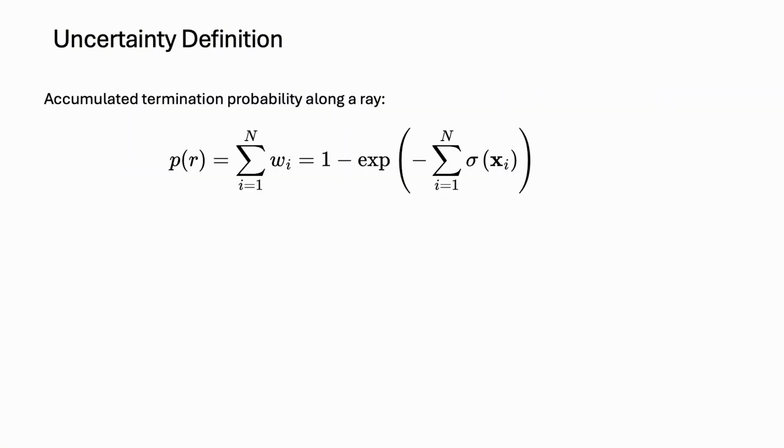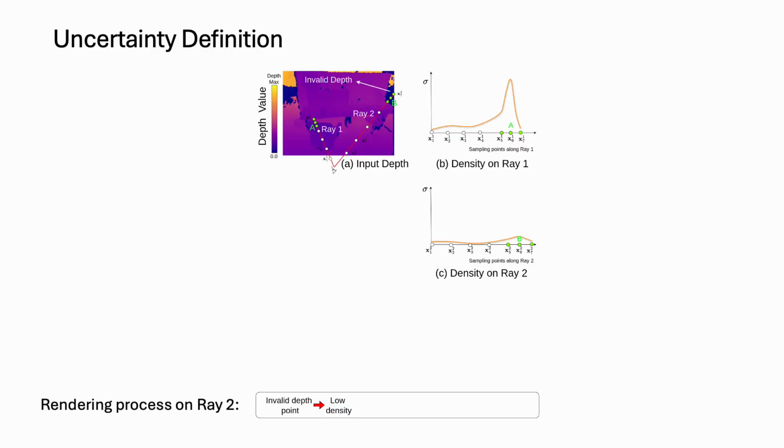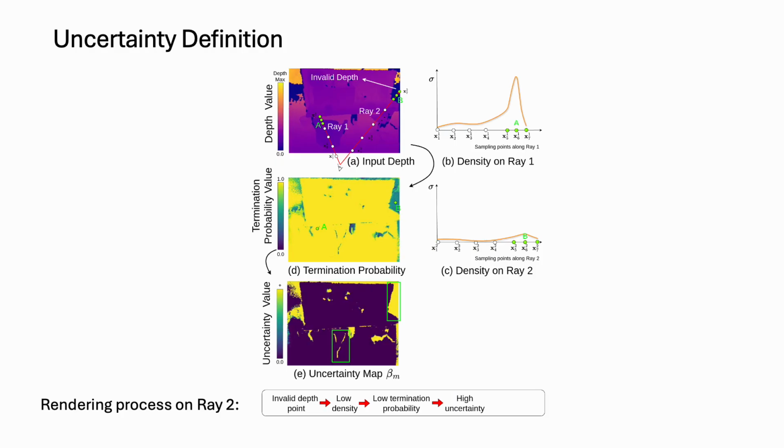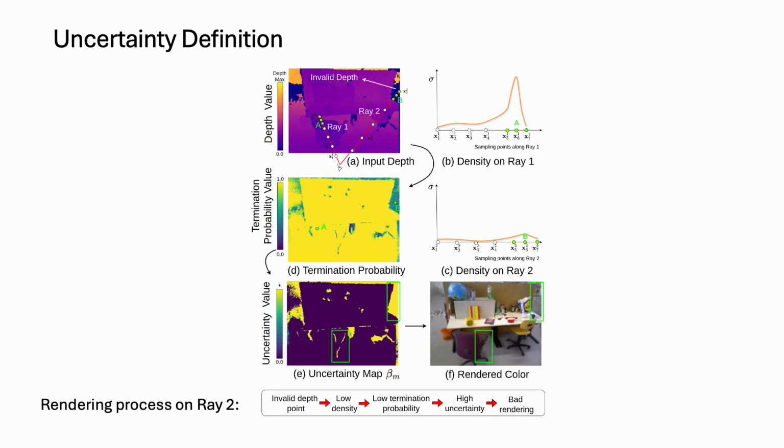We introduce the accumulated termination probability as the sum of all point weights along the ray. Based on this, we define the predictive uncertainty, denoted as beta m, which serves as a measure of uncertainty across the sampled points. Let's take an example shown in Figure A, where ray 1 hits a valid depth at point A, while ray 2 hits an invalid depth at point B. Figures B and C show the density of sampled points along these rays. In Figure D, the accumulated termination probability for ray 2 with invalid depth is notably lower. As seen in Figure E, high uncertainty regions are mainly around invalid depth areas. Finally, this uncertainty affects rendering quality, as shown in Figure F.